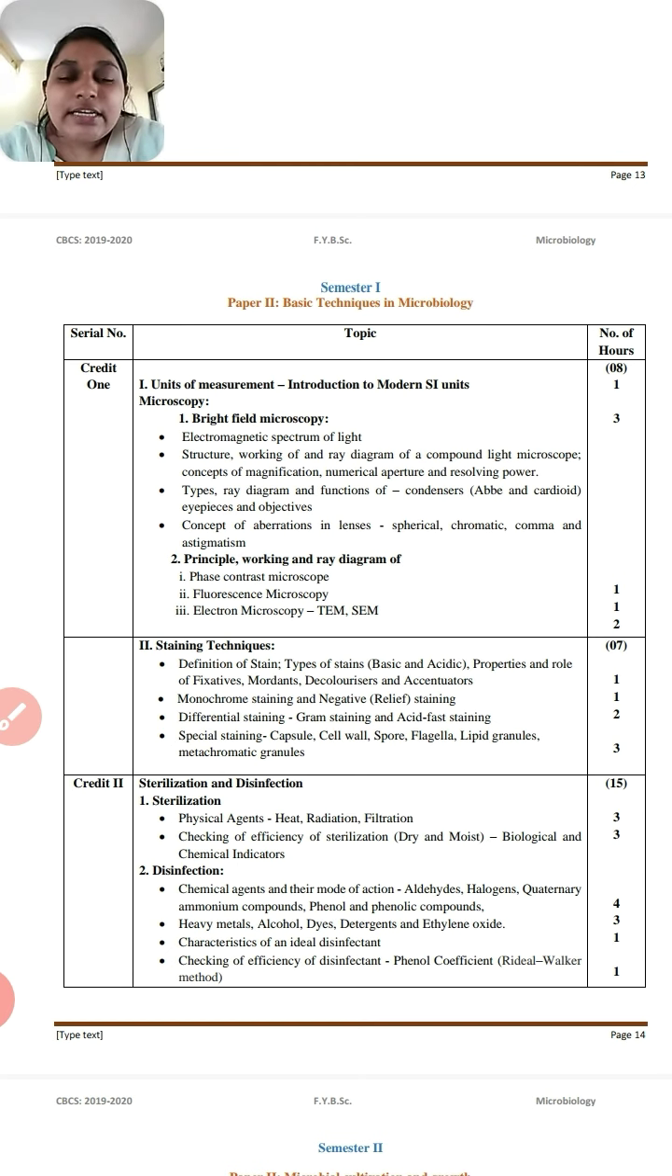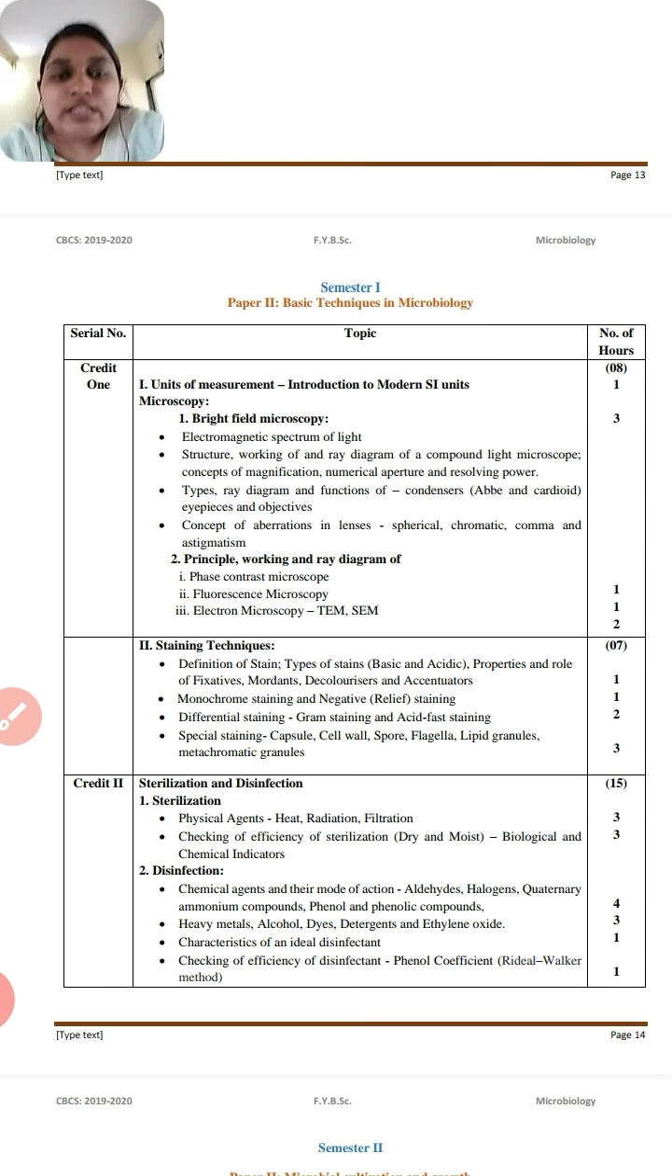Then after that in the credit second we will see sterilization and disinfection. So the first one is sterilization. Sterilization is the thing by which we kill microorganisms in all forms, whether they are pathogens or not, we will kill them all using different sterilizers.